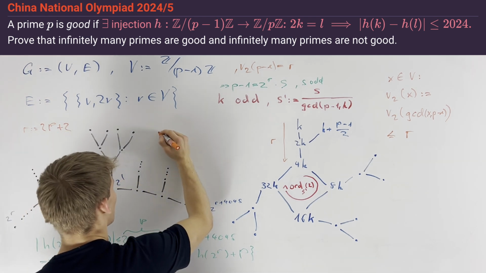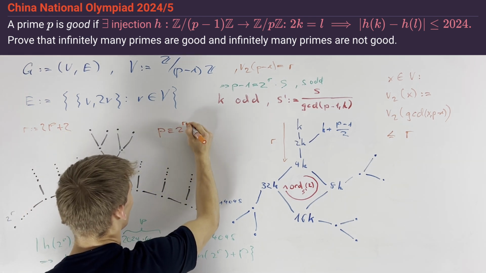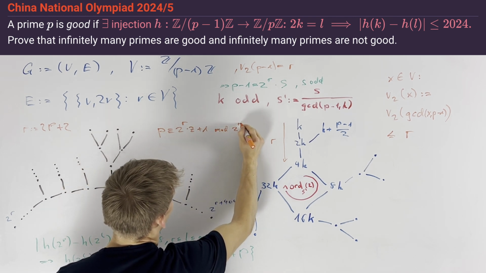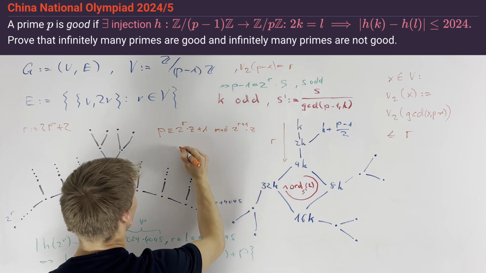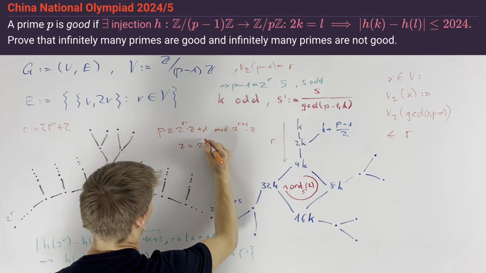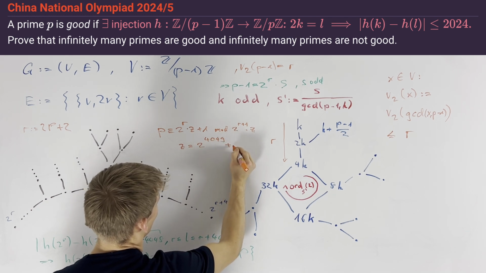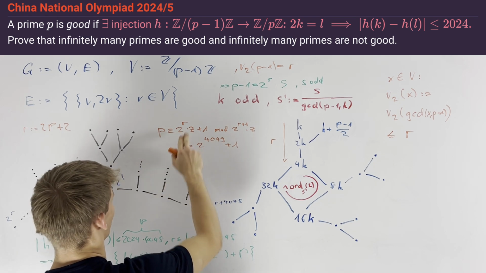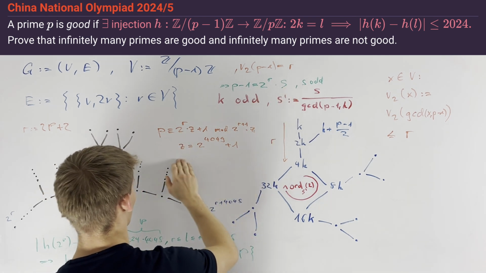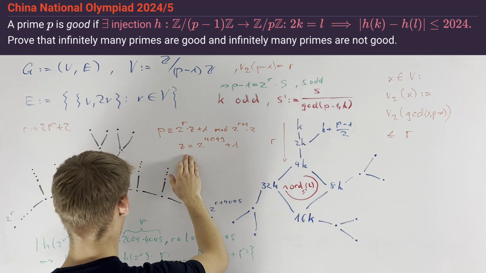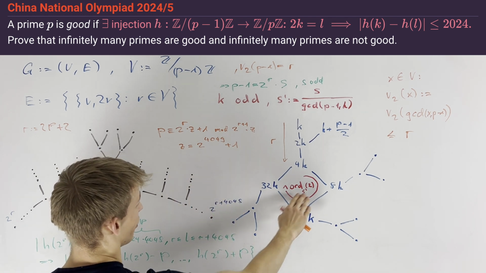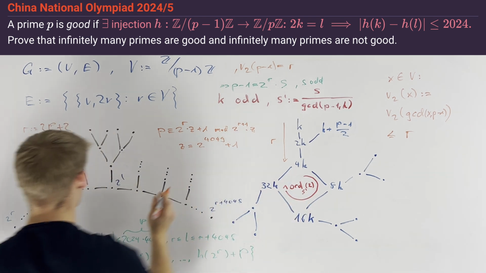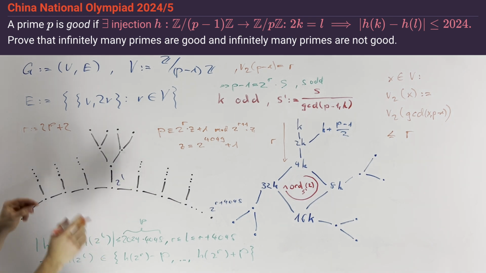We can indeed achieve this by taking p congruent to 2 to the r times z plus 1 modulo 2 to the r plus 1 times z, and here z should be equal to 2 to the power of 4049 plus 1. Since z is odd, this indeed yields that nu2 of p minus 1 is equal to r. Moreover, we know that s is a multiple of z and therefore greater than or equal to z. And this implies that the order of 2 modulo s must be at least 4049. Hence, we are exactly in this case where we can prove that p is not good.